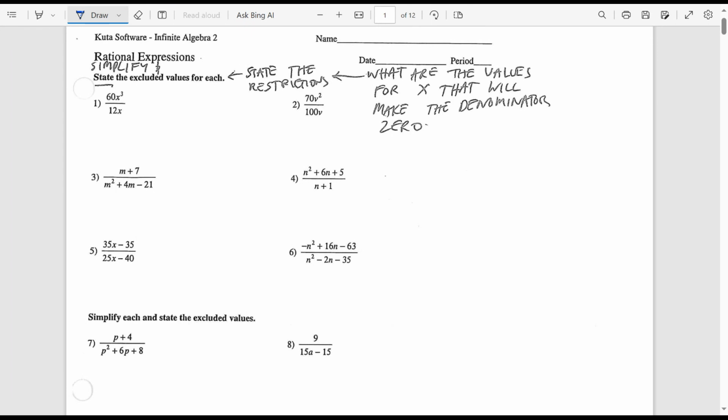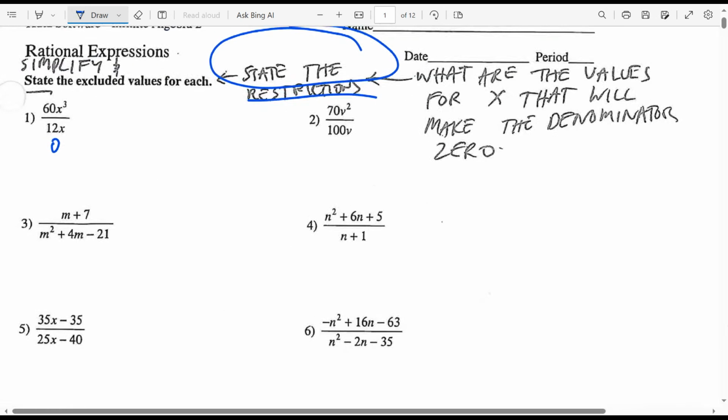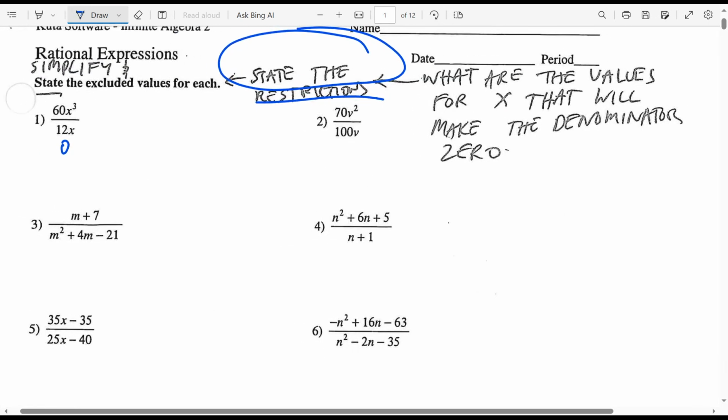The first thing is asking you to state the restrictions. And all it's saying is, what is the value for x that cannot exist because if I made it so, it would make the denominator 0. So if we look at that first one right there, what number should x never be in order for it to never turn into 0? Because if we divide by 0, it breaks everything.